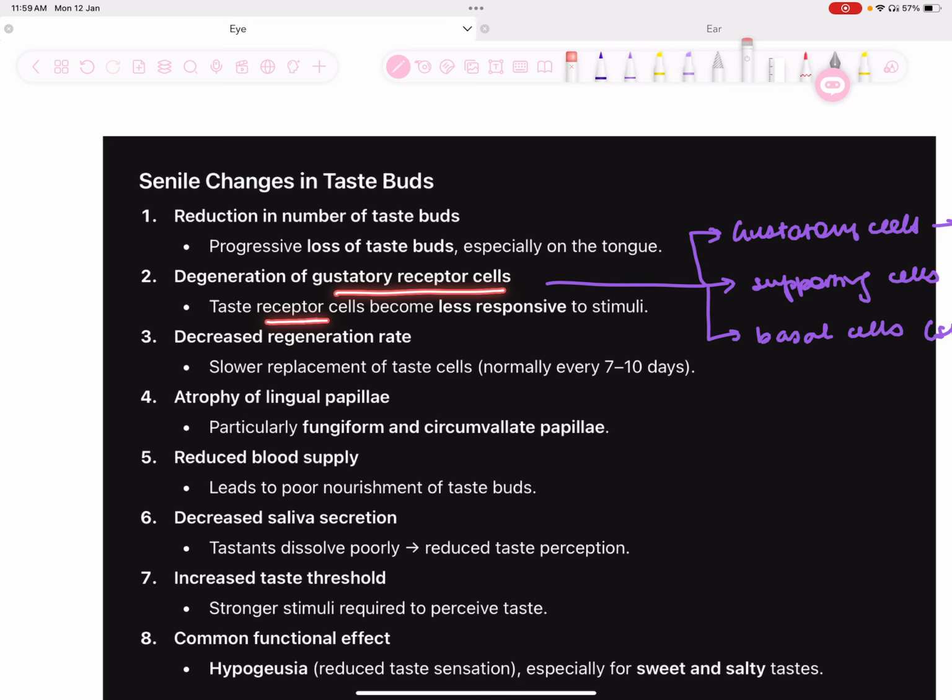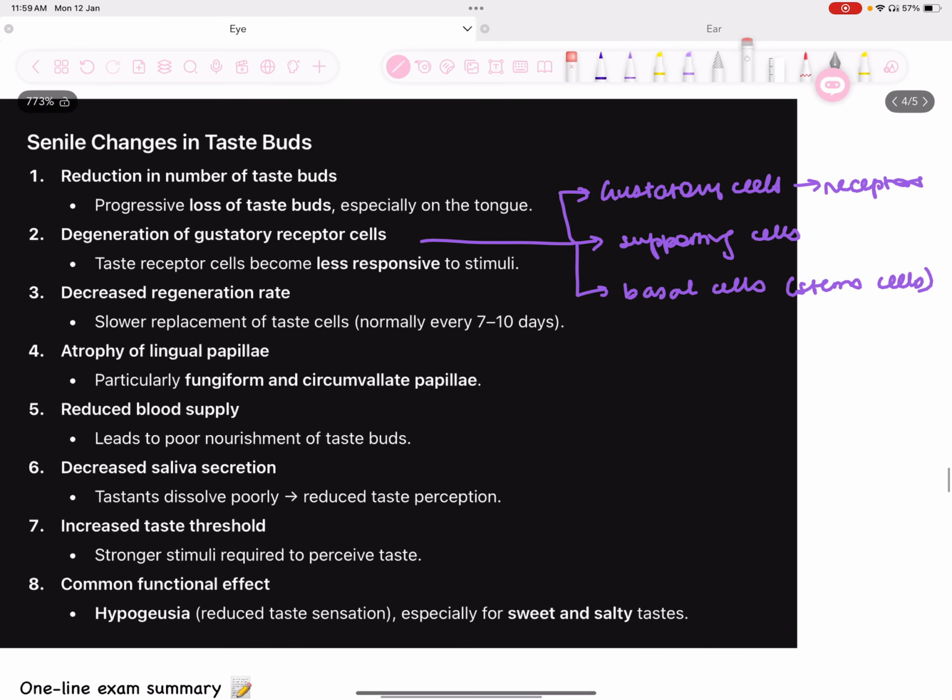Degeneration of gustatory receptor cells. Taste receptor cells become less responsive to stimuli. So these are taste reception cells, and they become less responsive. So: reduction in the number of taste buds, degeneration of gustatory receptor cells, decreased regeneration rate. So the regeneration rate gets decreased.